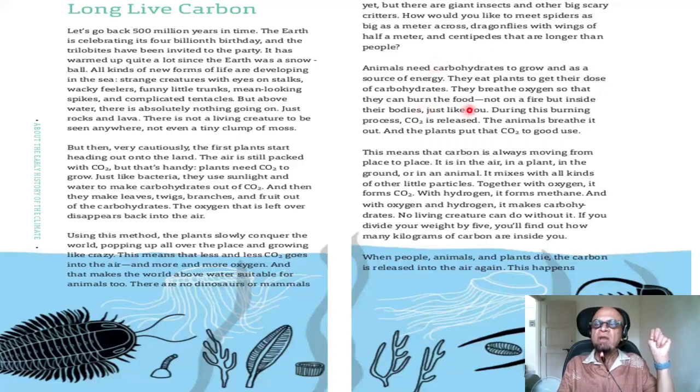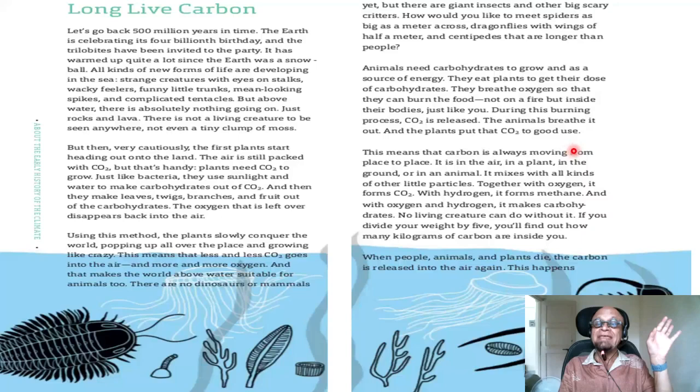Animals need carbohydrates to grow and as a source of energy to move around, to reproduce, live long, and so on. They eat plants to get their dose of carbohydrates. They breathe oxygen so they can burn the food they consume and produce energy, not on a fire but inside their bodies, just like you and I. During this burning process, CO2 is released.